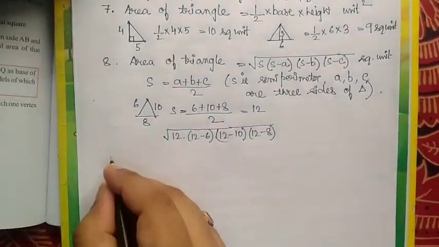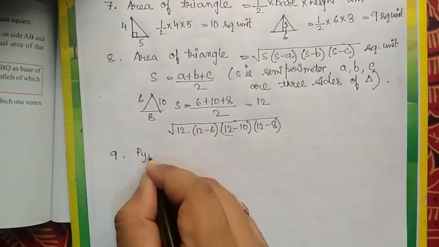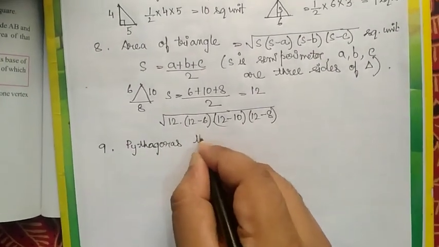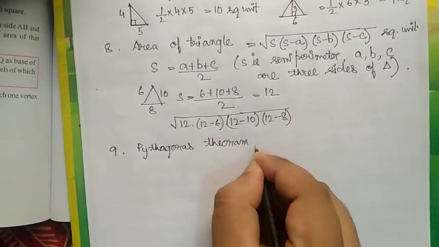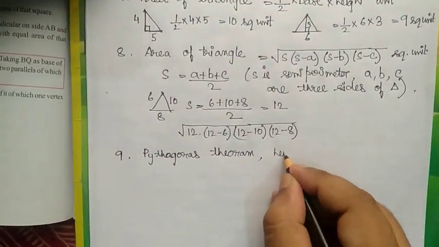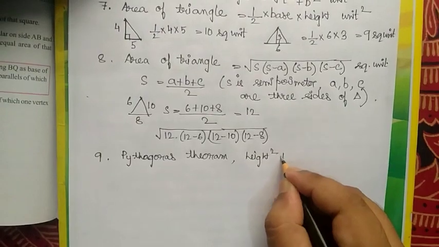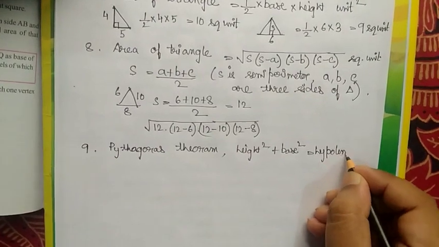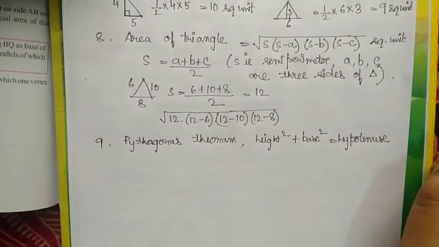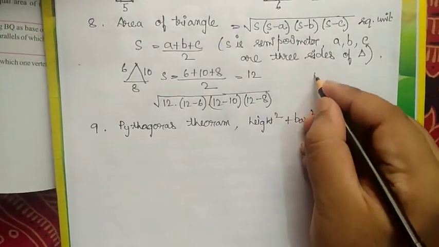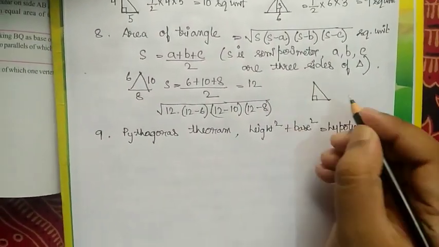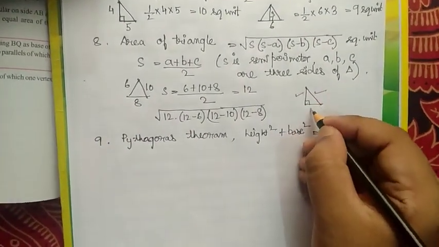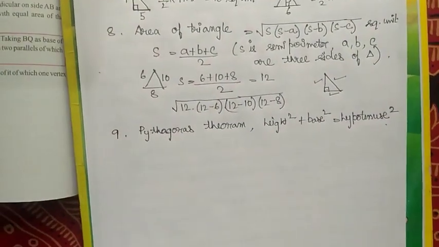Here we have to deal with the Pythagoras theorem. So Pythagoras theorem means height square plus base square equal to hypotenuse square. A very important formula, not only in class 9, class 10, but also class 11, 12. Suppose this is a right angle triangle, so the opposite side of the right angle should be the hypotenuse. So hypotenuse square equal to height square plus base square.